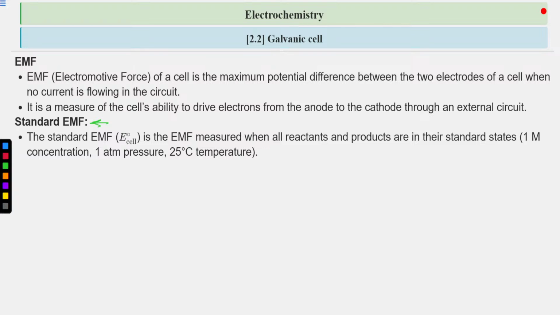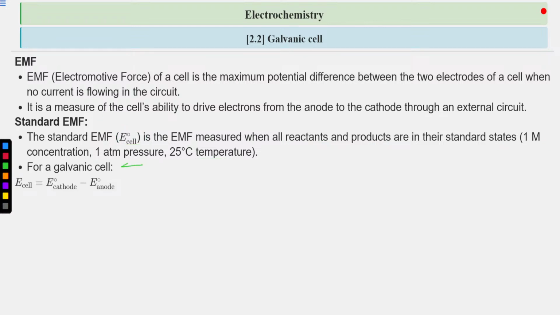The standard EMF is represented by E naught of cell. This naught represents the standard EMF. The standard EMF is the EMF measured when all the reactants and the products are in their standard states. That's why, as the name says, standard. So we use the standard EMF when the conditions or states of the reactants and products are standard. What is standard? 1 molar concentration, 1 atmospheric pressure, 25 degrees Celsius temperature, that means room temperature. These are the standard states.